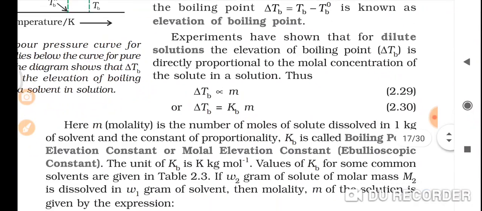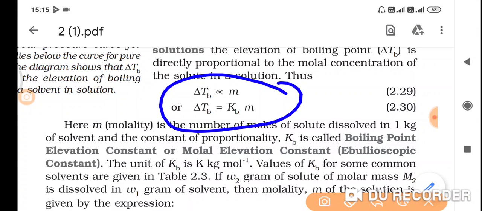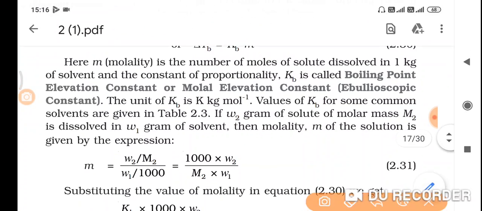So things are very much clear here. So delta TB is proportional to molality, delta TB is equal to KB m. KB is your what? Proportionality constant. Now this constant has three names. Always this thing has been asked in exams many times, so you must remember all these three names.